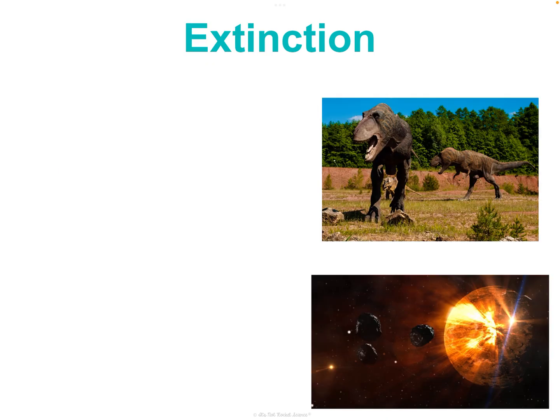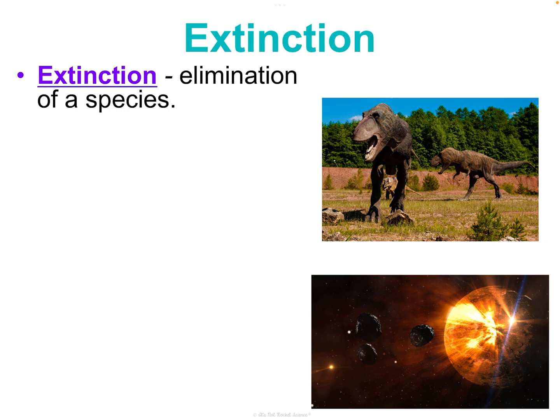The second type of patterns of evolution we're going to talk about is extinction, which I'm assuming you know is the elimination of an entire species. Most commonly, when we think of extinction, we think of the dinosaurs. They had mass extinctions that happened millions of years ago that wiped out all the species of dinosaurs at one time.